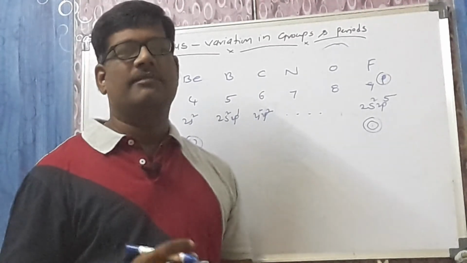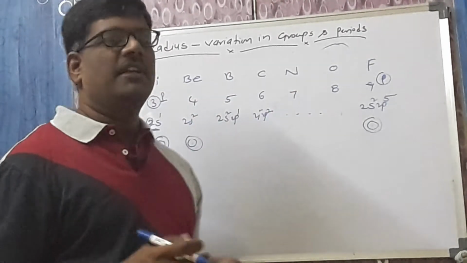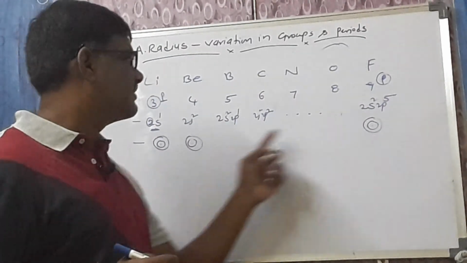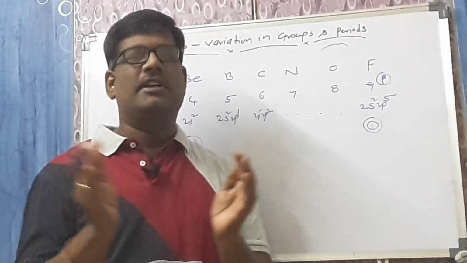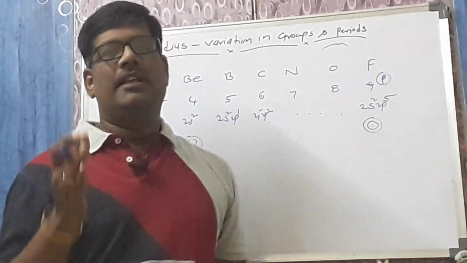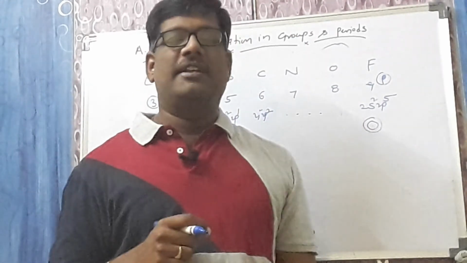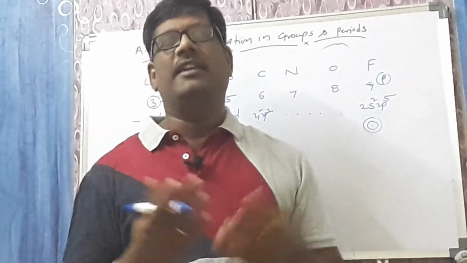That's why we generalize the phenomenon. In a period, as we move left to right, the differentiating electron enters into the same principal quantum number. Number of shells will be the same but protons increase, nuclear charge increases, ultimately size decreases. That's why in a period as we move left to right, size decreases. Whenever atomic radius decreases, ionization potential, electron affinity, electronegativity increase.